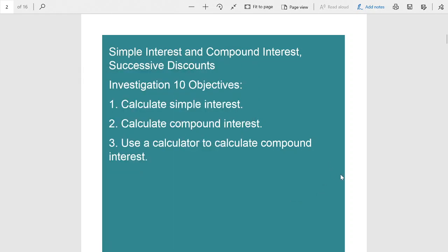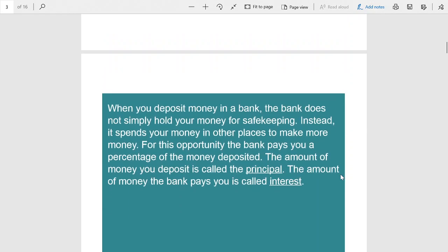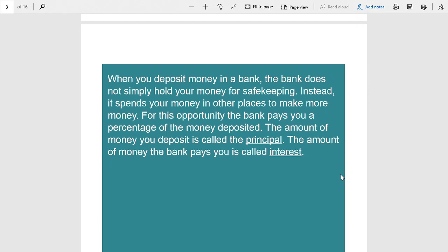Course 3, Investigation 10, we are looking at simple interest and compound interest, and also looking at the rule of 72 with compound interest. So with this, let's just start out thinking about simple interest and when you deposit money in a bank. So this says when you deposit money, the bank doesn't just simply hold on to that money for safekeeping. Instead, it invests it in other places to potentially make a profit.